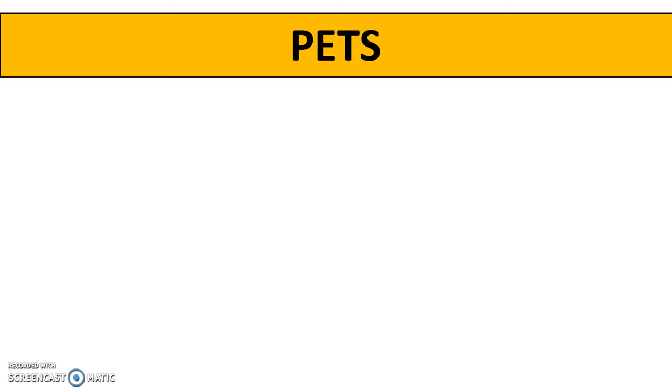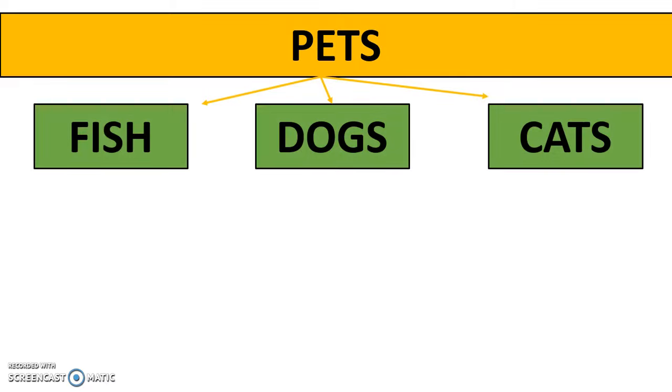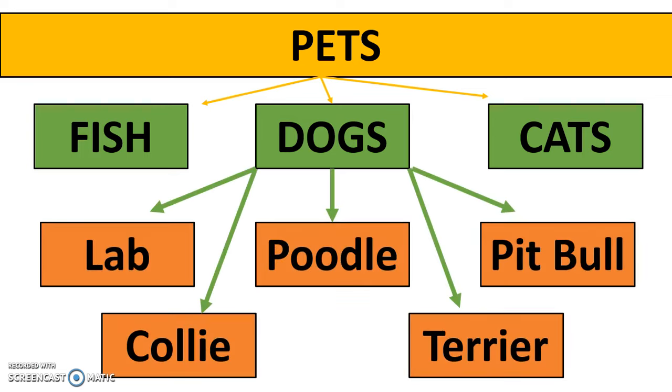Pets is the most general category you can place things in, but we could get a little more specific with the type of pets that you have. We could talk about fish or dogs or cats. But after that, we could even get more specific. When we look at dogs, we could talk about things like labs and poodles and pit bulls and so on. So we have this big general category of pets, which can be broken down into types of animals, which can be broken down even farther into breeds of certain animals. And that's kind of what we're going to do with the number system here.